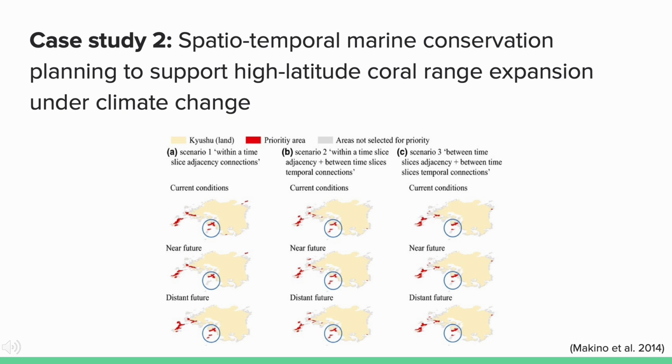They also used spatial autocorrelation analysis to identify spatial patterns in the distribution of SST and coral habitats, and temporal autocorrelation analysis to identify temporal patterns in the distribution of SST over time. The study then prioritized areas for 3 different scenarios, taking into account spatial and temporal connections among planning units. In scenario 1, they only looked at the spatial dimension, while in scenario 2, they considered both spatial and temporal connections within one time slice. And in scenario 3, they included spatial and temporal connections among multiple time slices.